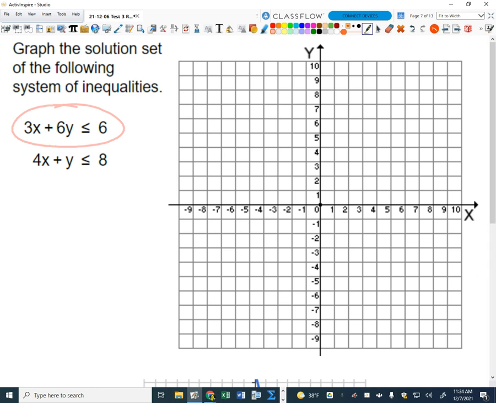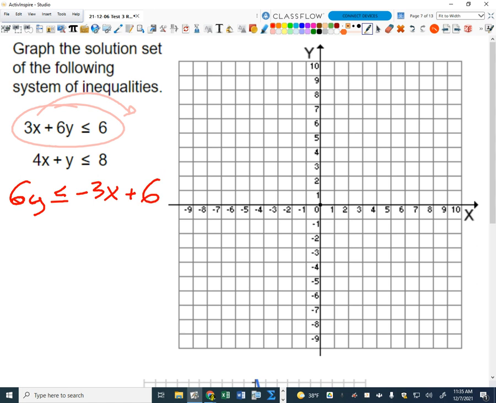Okay, so to get the y by itself, Kathleen, what's going to be my first step to get that y by itself in this equation? Good, subtract 3x. So first step, we're going to take that 3x and push it to the other side. So we're going to get 6y is less than or equal to, I got a negative 3x over there that I'm adding to the 6.